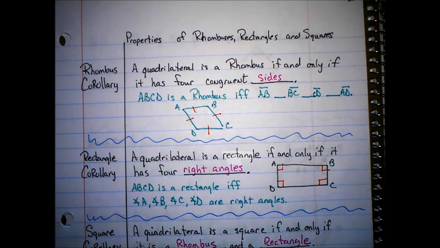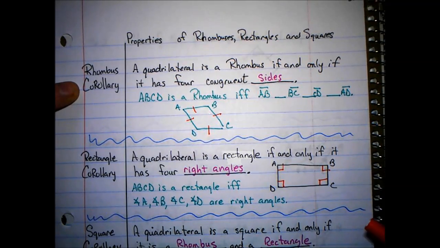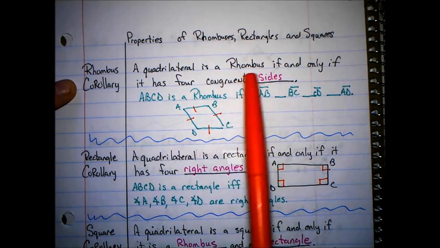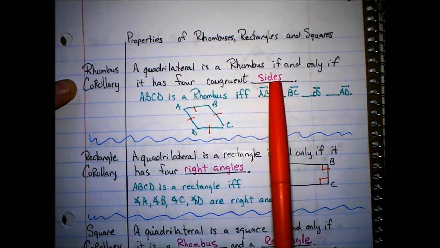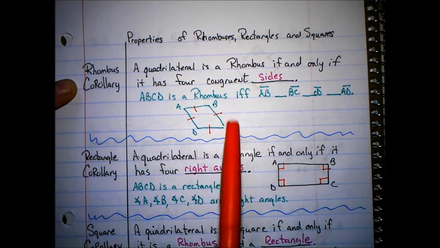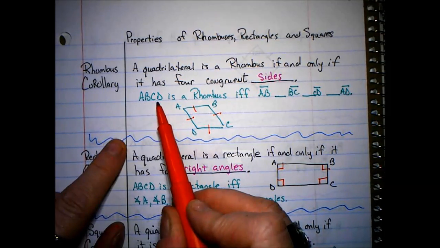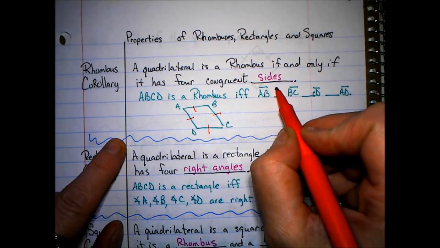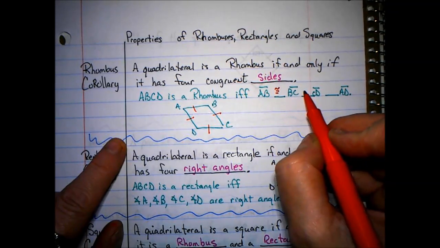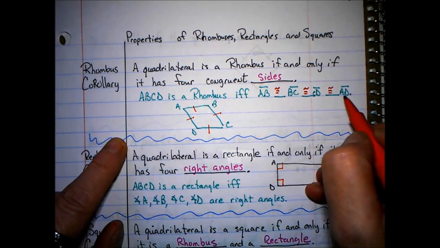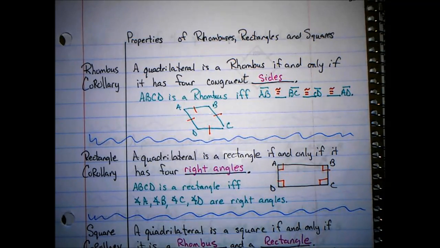So on this one, this is the rhombus corollary. Corollary means it's true off of examples. It says a quadrilateral is a rhombus if and only if it has 4 congruent sides. You can see in the picture that all these sides are congruent. So it says ABCD is a rhombus if AB is congruent to BC, BC is congruent to CD, and CD is congruent to AD. So all sides are congruent.